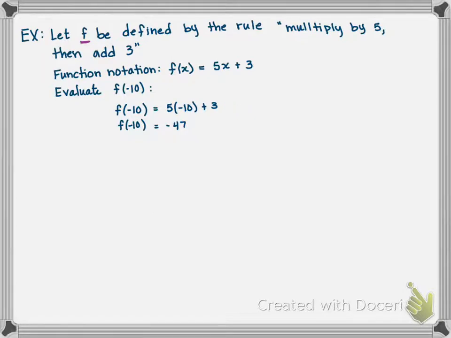I am happy for you to write the left side just once, as long as you line everything up nice and vertically. So if you line up your equal signs vertically as you do your calculations, you don't necessarily have to write that F of -10 in every single step.